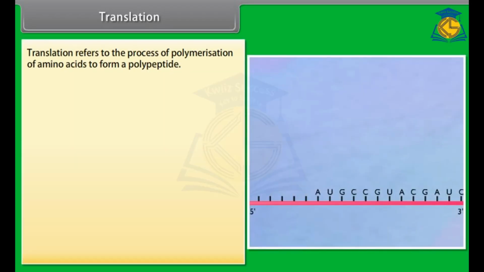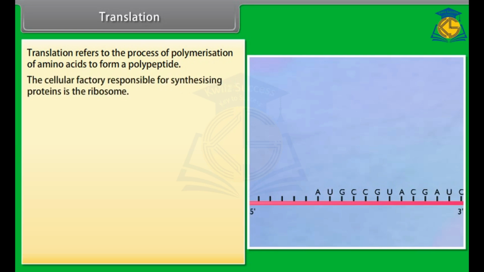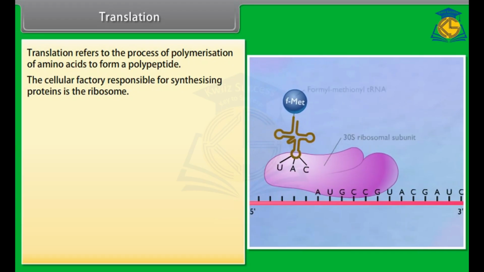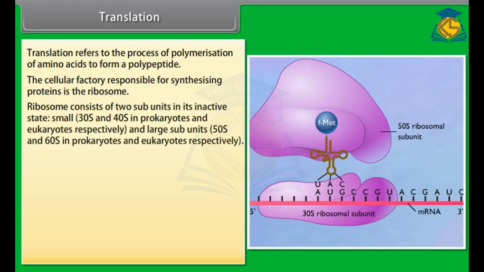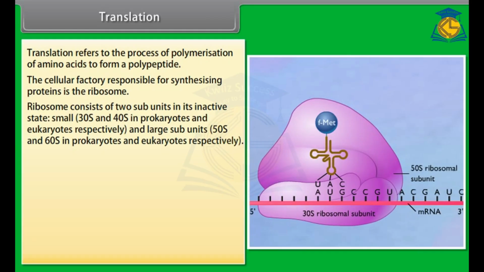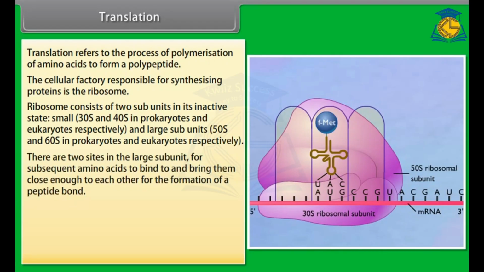Translation. Translation refers to the process of polymerization of amino acids to form a polypeptide. The cellular factory responsible for synthesizing proteins is the ribosome. Ribosome consists of two subunits in its inactive state, small and large subunits. There are two sites in the large subunit for subsequent amino acids to bind to and bring them close enough to each other for the formation of peptide bond.